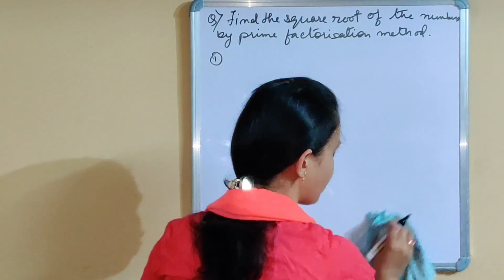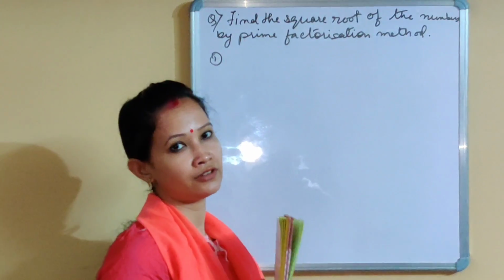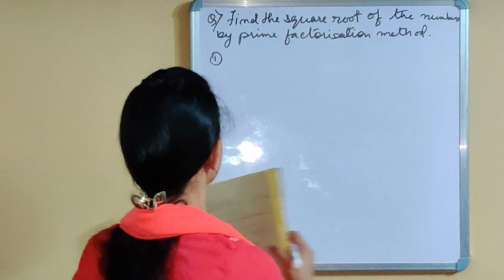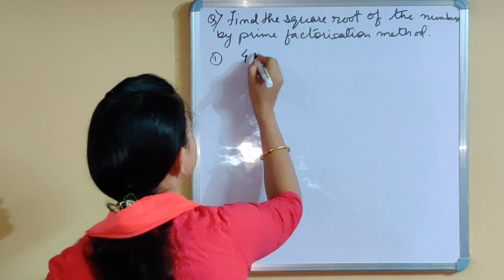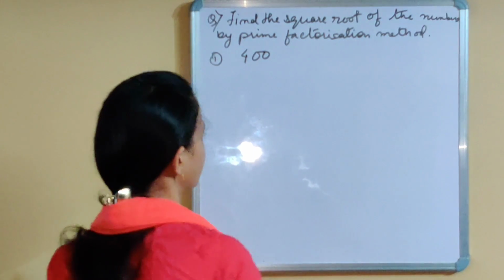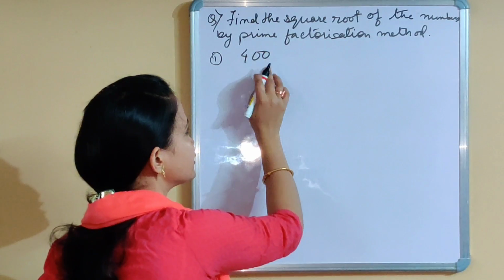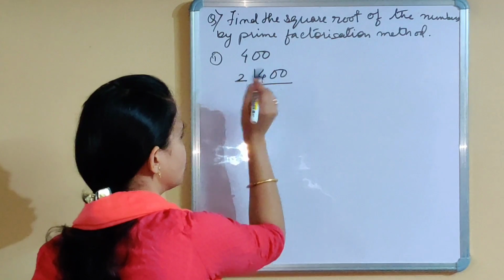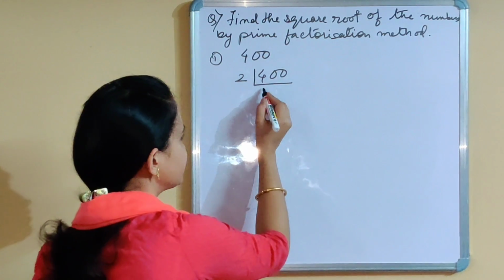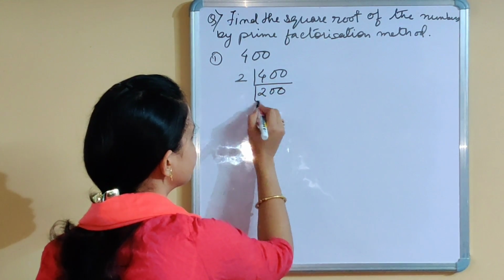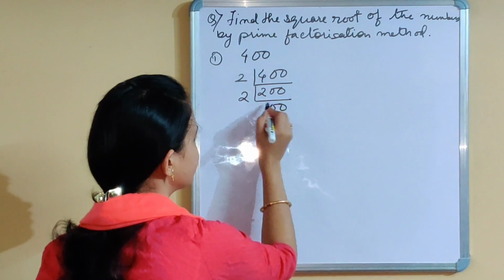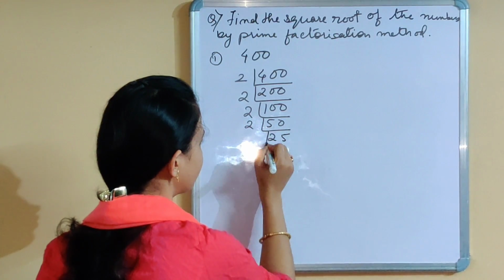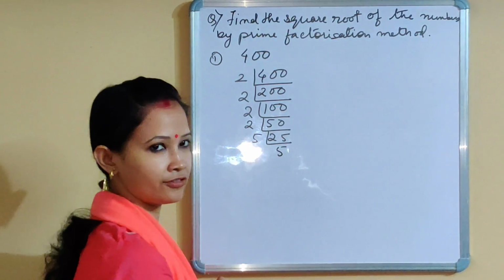Now how with the help of prime factorization method are you going to find the square root of numbers? Let's take one number, 400. We will split this 400 into prime factors. For that we can apply the long division method, which I hope many of you know. 200, then again 100, then 2 into 50 is 100, 2 into 25, 5 into 5.